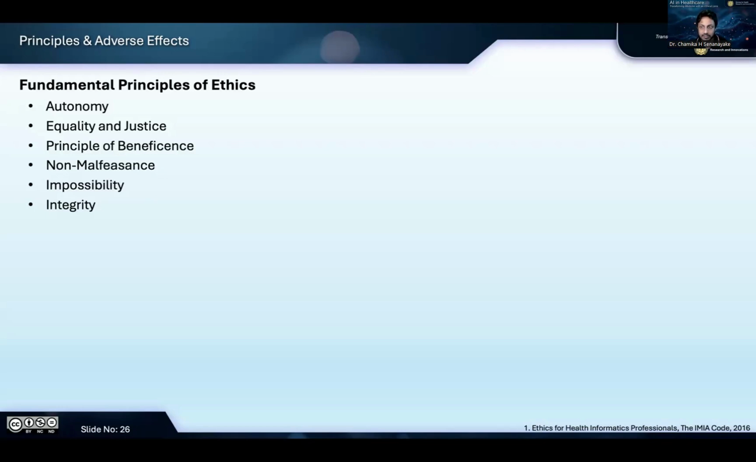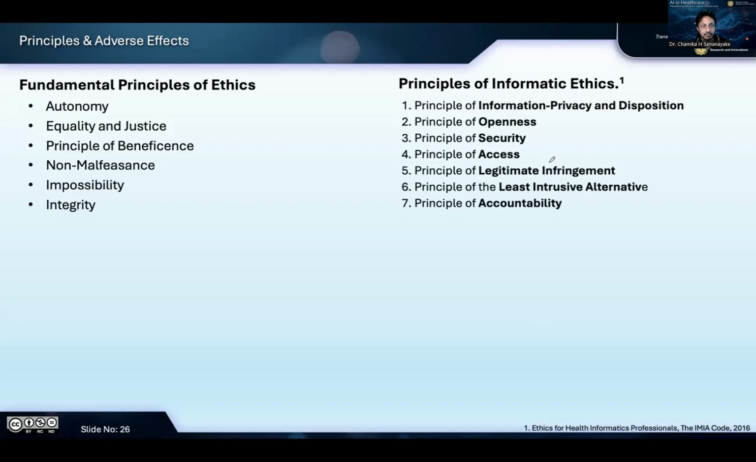And similarly, when it comes to our health informatics domains, there are several principles of ethics, such as information privacy disposition. We should be open about the data when it comes to collection, storage, access, use, communication and manipulation. We should adhere to security, and the principle of access is there, and legitimate infringement, least intrusive alternative, and accountability, which are endorsed by the ethics of human health informatics by the IMIA code.